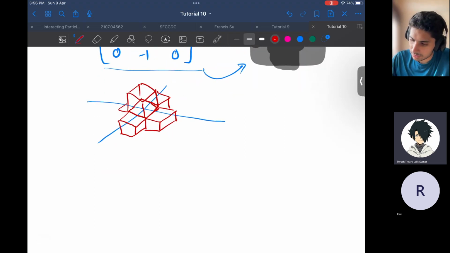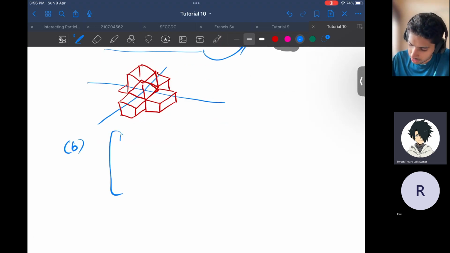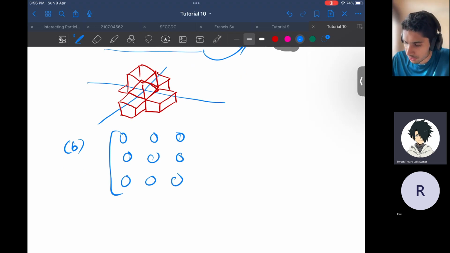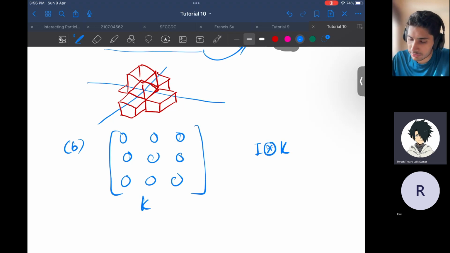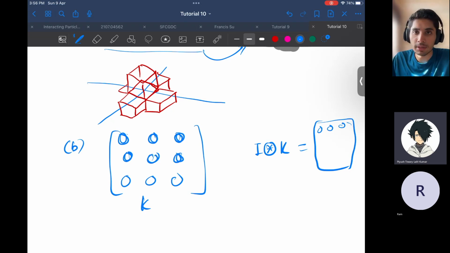Coming to the next option, the B option. The B option is all zeros. I hope you will agree that if this is your filter K, and you convolve any image with this kernel, you will get an image which has all zeros. Why? Because you are essentially multiplying every element by zero, and if you multiply any element by zero, the output will also be zero.